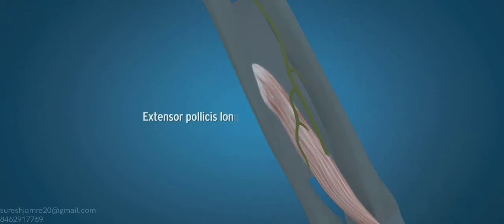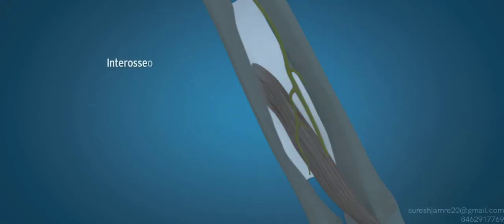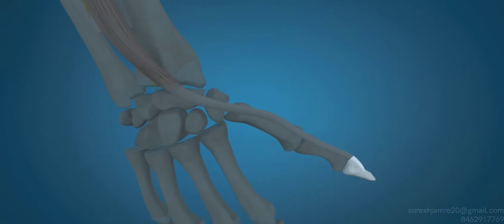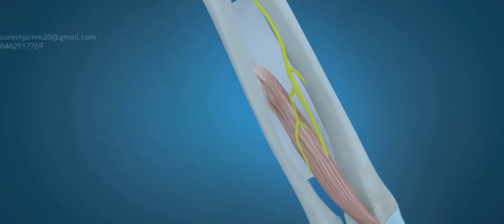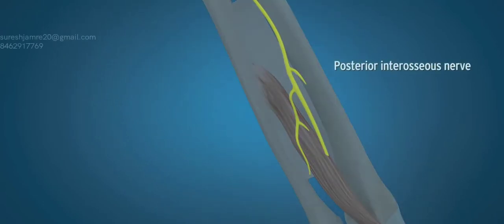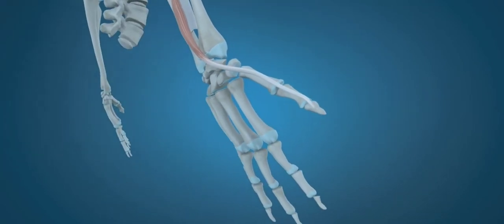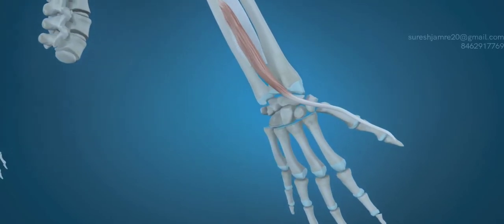Extensor pollicis longus. Origin: from lateral part of the middle one-third of posterior surfaces of the ulna and adjoining interosseous membrane. Insertion: dorsal surface of the base of the distal phalanx of the thumb. Innervation: posterior interosseous nerve C7, C8. Action: extends the interphalangeal joint of the thumb. Can also extend the carpo-metacarpal joint of the thumb.